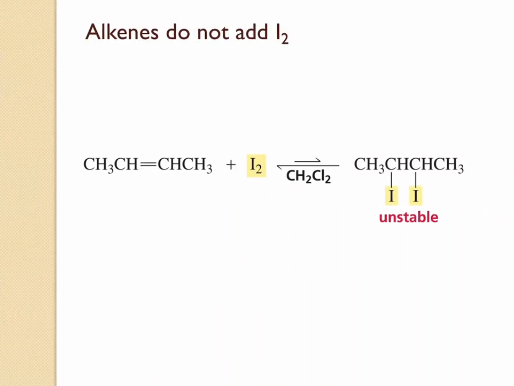Alkenes do not add to I2 because the product, the vicinal diiodide, is unstable and therefore it will always go back to the original starting materials.